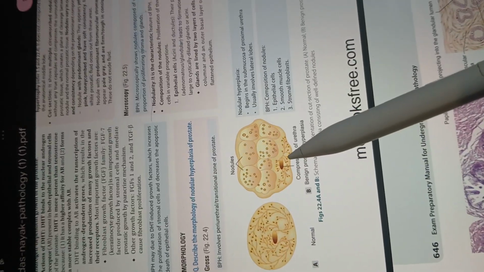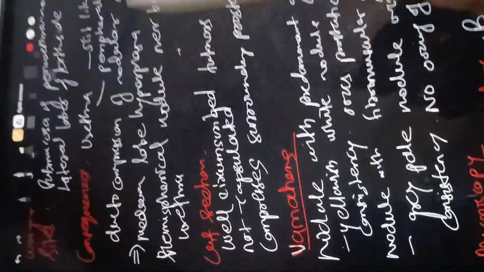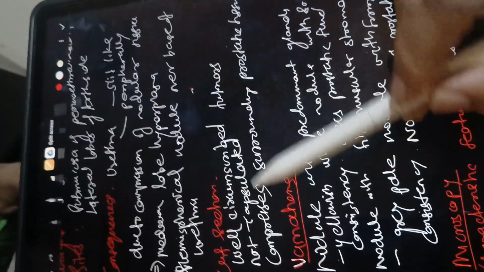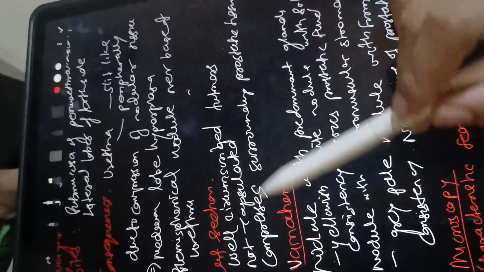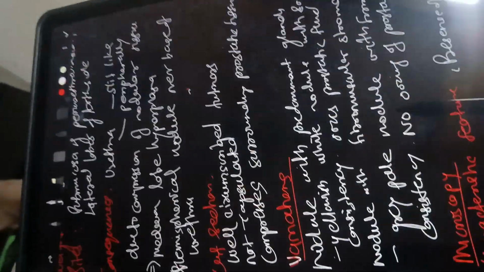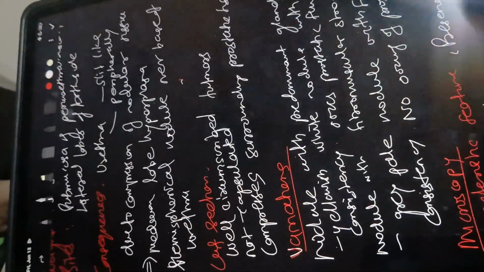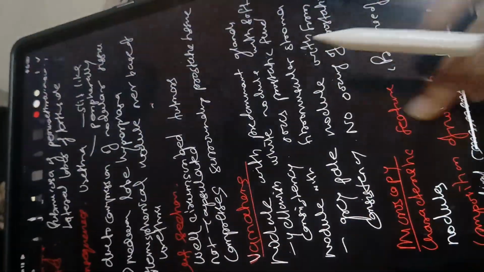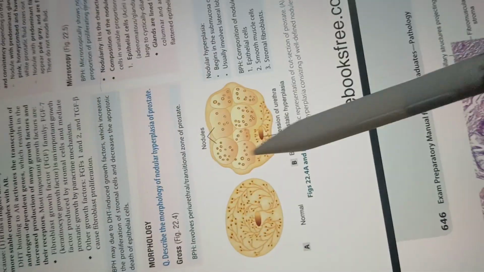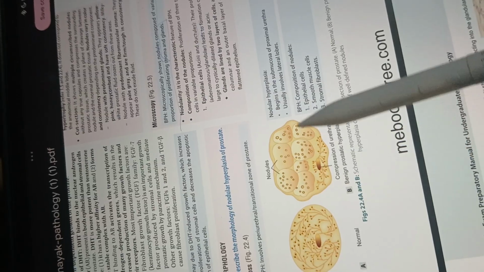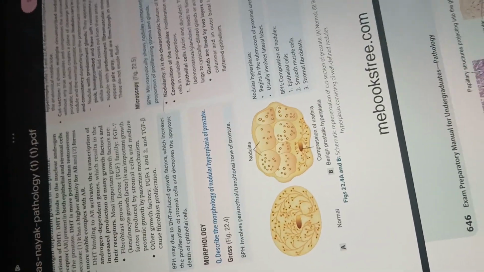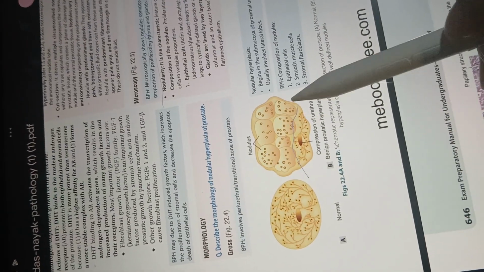Now next is the cut section. The cut section consists of well circumscribed nodules which are not encapsulated and compress the surrounding prostatic tissue. So you can see over here there is a compression of surrounding prostatic tissue, and also we can find a plane of cleavage between the nodule and the normal prostatic tissue.